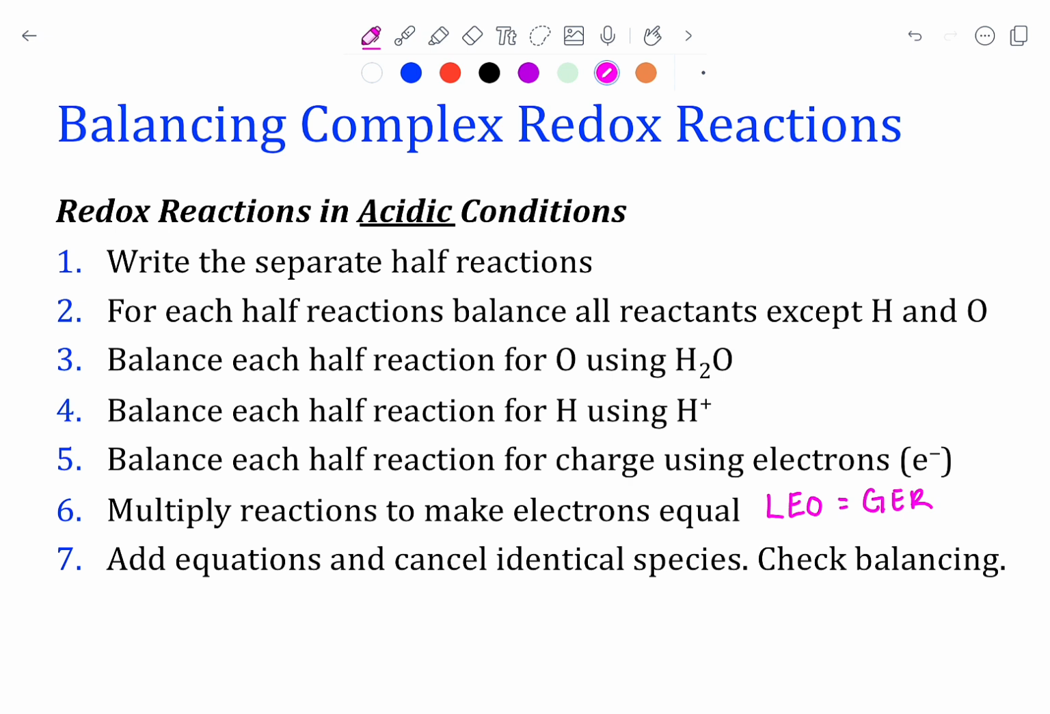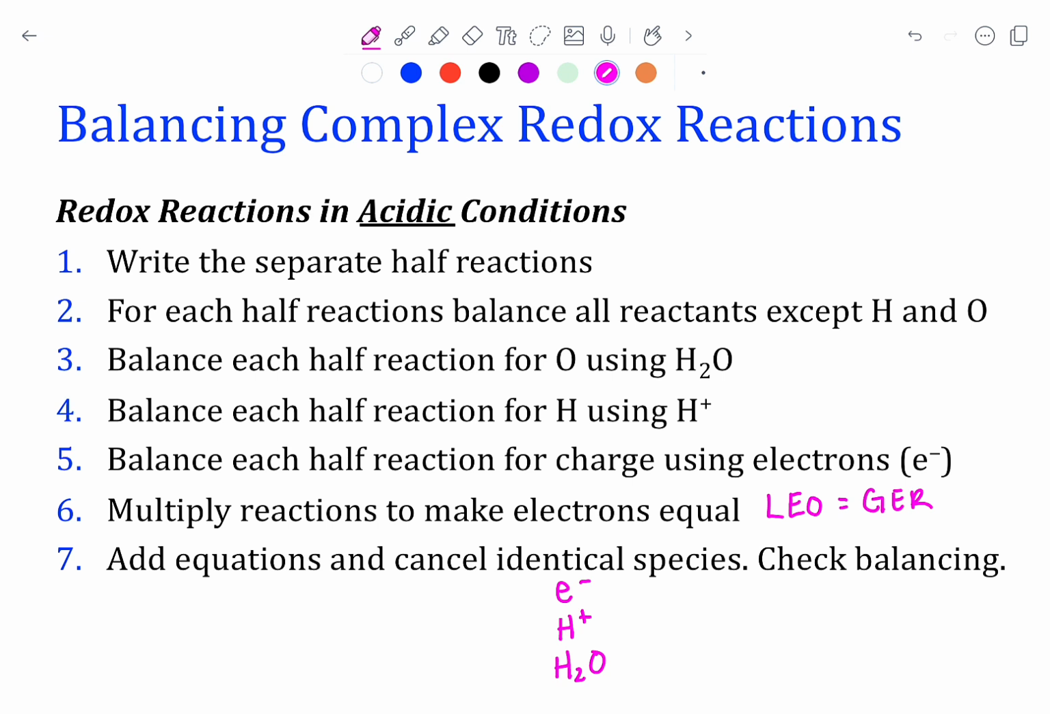Finally, once you've balanced your reactions for electrons and made the number of electrons equal, you're going to add those equations up and cancel any identical species. This will typically be electrons, hydrogens, or waters. Those are the main things you're going to have to cancel. And then once you've added those up, just double check your balancing and make sure that your charge is balanced on either side.